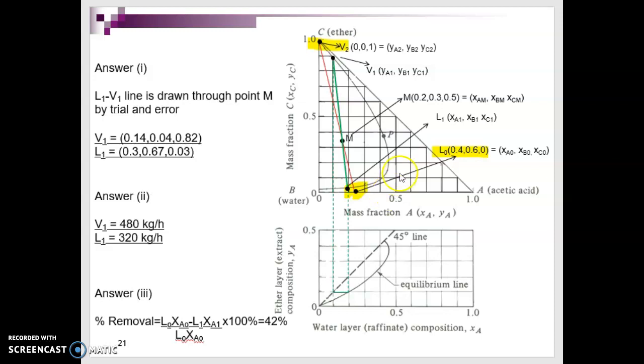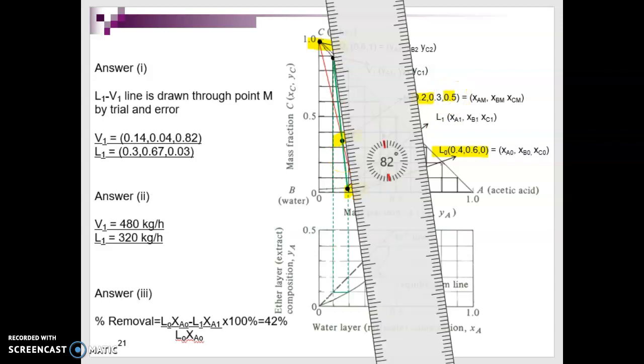So we don't know what your V1 and L1 are, but we know the compositions of your M coordinate here. So you plot A and C for the M coordinate. So next you need to use the ruler, and your line, we are going to find the V1 and also the L1.